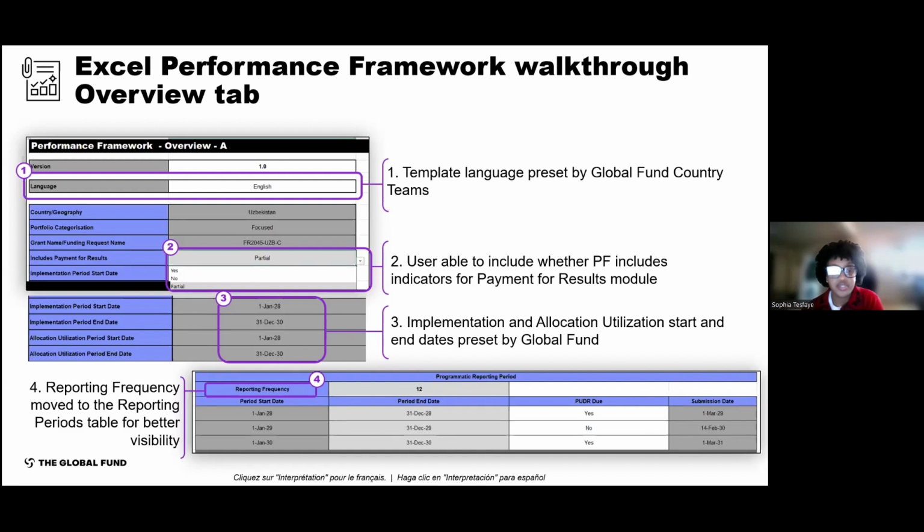Point number 4 shows that we've moved the reporting frequency and grouped it in with the programmatic reporting period table to allow for better visibility when changing the reporting period start and end dates. The light gray column where it says the 31st of December, 2028, 2029, and 2030, those dates are all changeable and you can change them based on the in-country reporting frequency and cadence. Next slide.